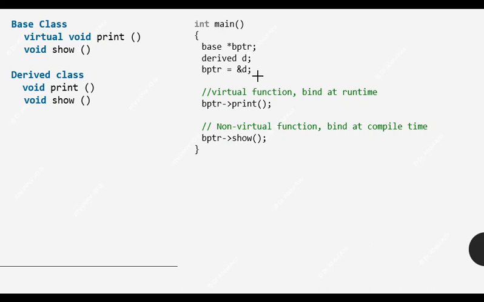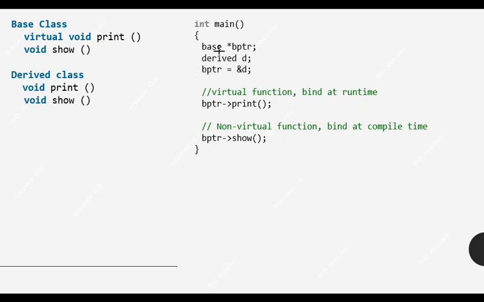Now, at this point, I'm going to initialize the base pointer with the address of the derived class object, which means I'm upcasting this object. The derived class object is now being cast as the base class pointer. The base class pointer will hold the address of this derived class object, which means this address is now being upward cast towards the parent.